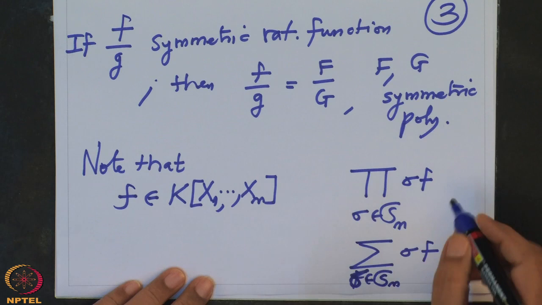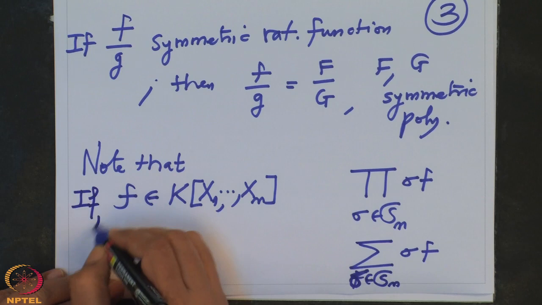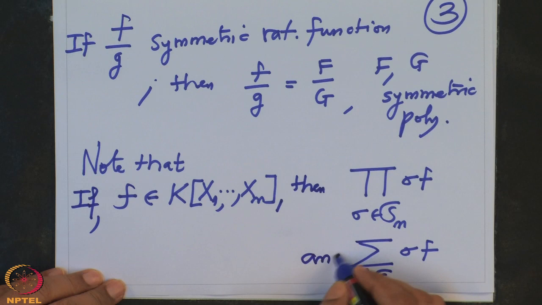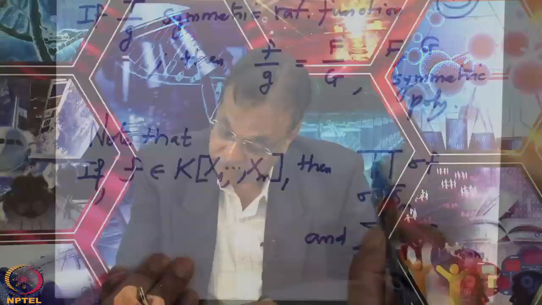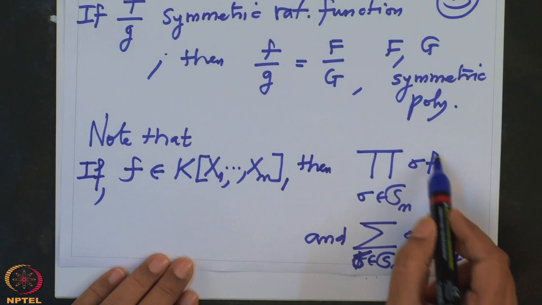Both these are symmetric polynomials. Note that if f is an arbitrary polynomial, then this and this are symmetric. This is what I will use. Now obviously f is a factor here, because sigma is the identity. So f is a factor there.